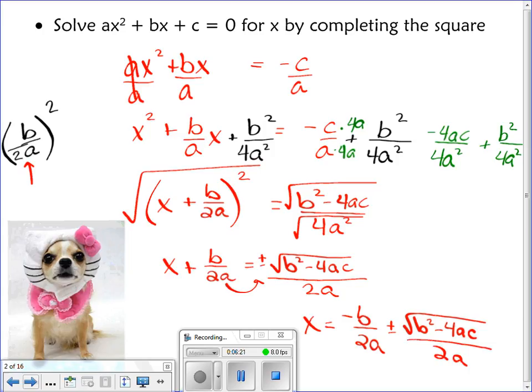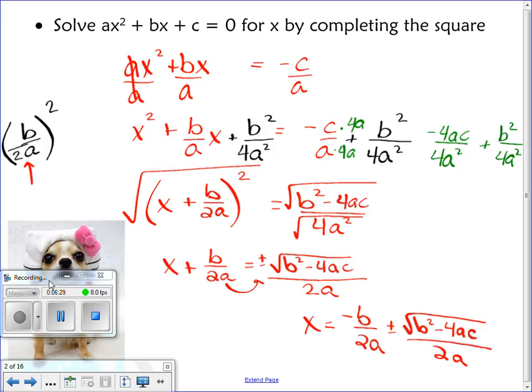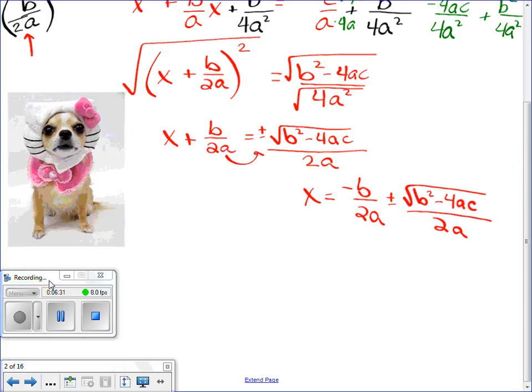And if they both have the same denominator, can I write it all over 1? Yeah, I can. So I can write all of this over 2a. So negative b plus or minus the square root of b squared minus 4ac, all over 2a. There's your quadratic formula.